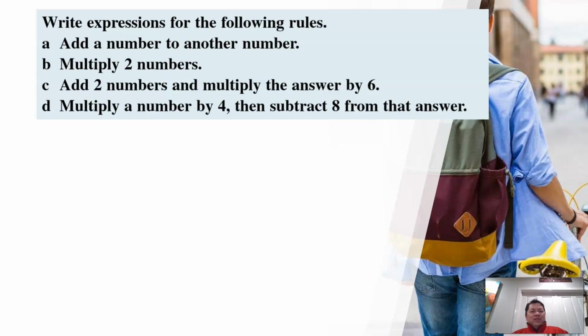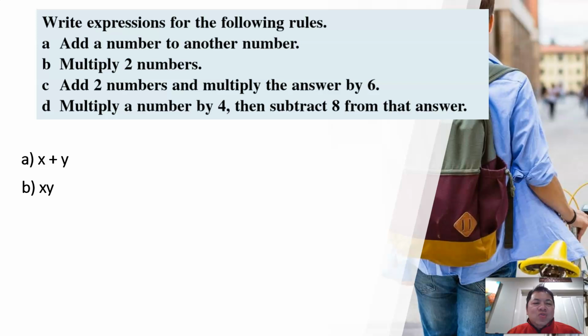Let's move on. Add a number to another number. So let's call this x and y then. So one number add on to another, x plus y. Multiply the two numbers, xy. Remember, I don't use times xy. We don't write x times y.